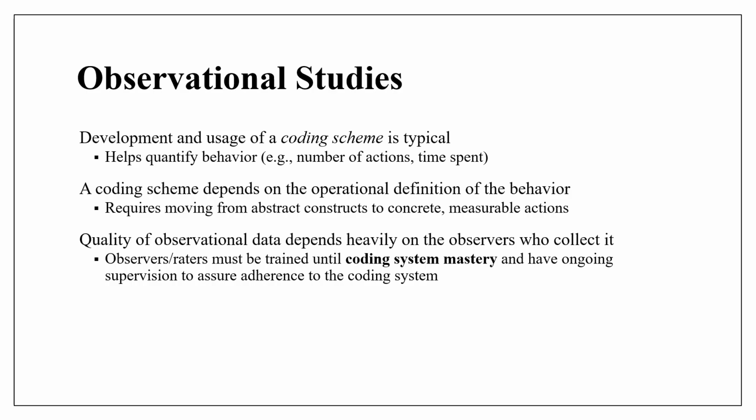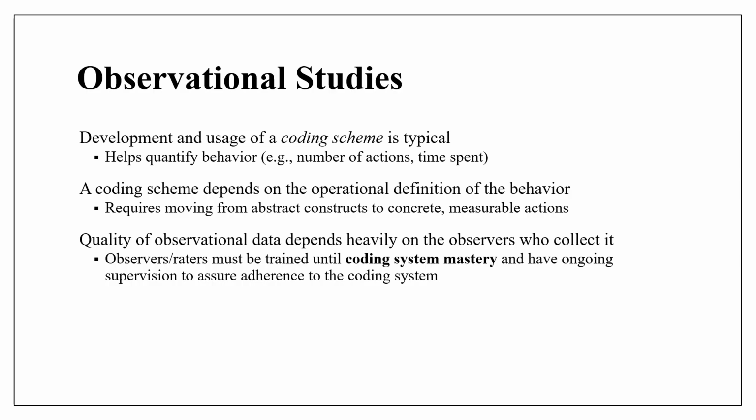Now, the coding scheme is going to depend on the operational definition of the behavior. So remember that the operational definition really helps us move from abstract constructs to concrete measurable actions, because part of the operational definition is going to be deciding what are those observable indicators that, as the term says, we're going to be observing as a measure of the construct that we're interested in.